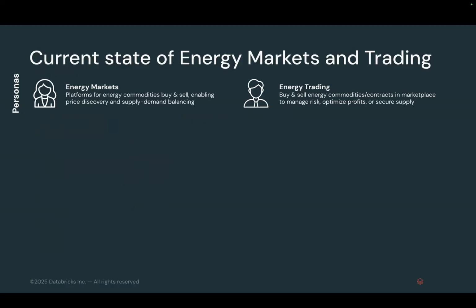So to let you know, if you look at energy trading, energy markets in general, this session caters to both personas. Energy markets in general is about building platforms and systems to buy and sell energy commodities, and essentially the trading side is how do you enable the traders to make better decisions, right? And manage the risk in general.